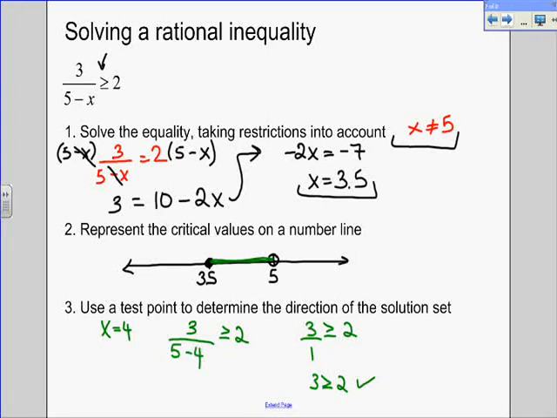So my value of x as a final answer, I'll write it down here in the corner. My value of x can be greater than or equal to 3.5, but my value of x has to be less than 5.